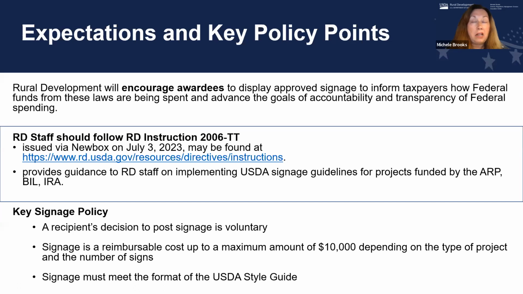Posting signage is voluntary for all recipients receiving awards through ARPA, BIL, and IRA funding. Signage is a reimbursable cost, and we have established a maximum threshold of $10,000 depending on the type of award and the type of project and the number of signs. USDA has established a style guide, which contains the approved template for USDA funded projects. A link is available in the instruction and on the RD signage data SharePoint site, which you will see later. Next slide.